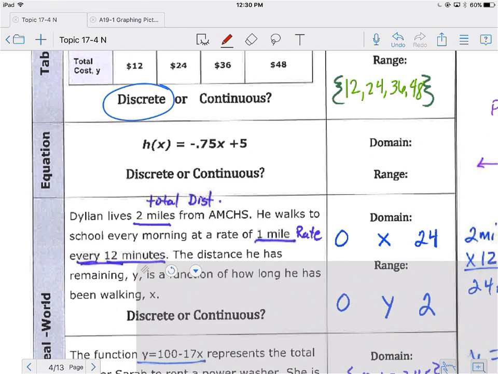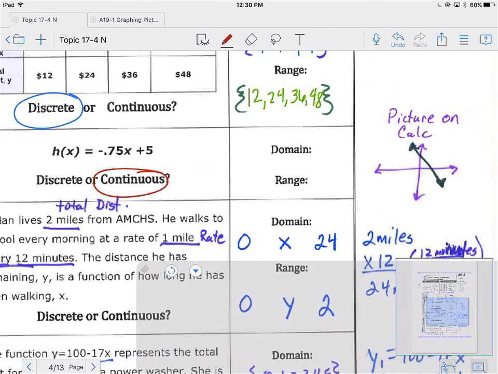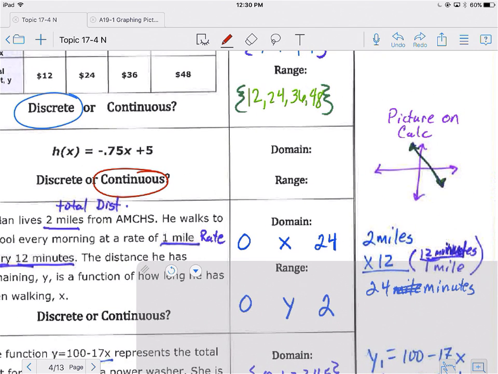With an equation, we have h of x equals negative 0.75x plus 5. Now with these, we don't know what type of function or what this is talking about. So if we have an x, I could plug in 1 for x, 2 for x, 2.5, 2.6, 2.78932. I could plug in whatever value for x that I want. So this one is going to be continuous. Now the picture is drawn here. This is what it looks like if you plug it into your calculator.